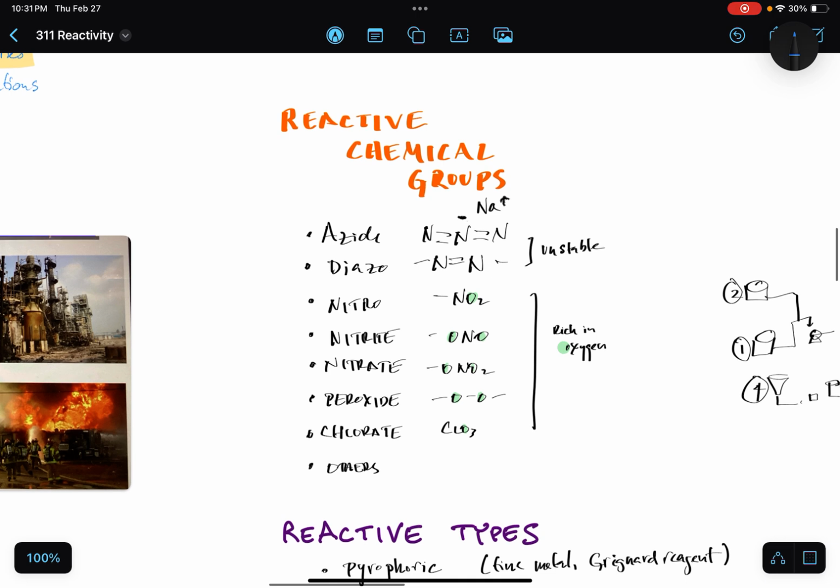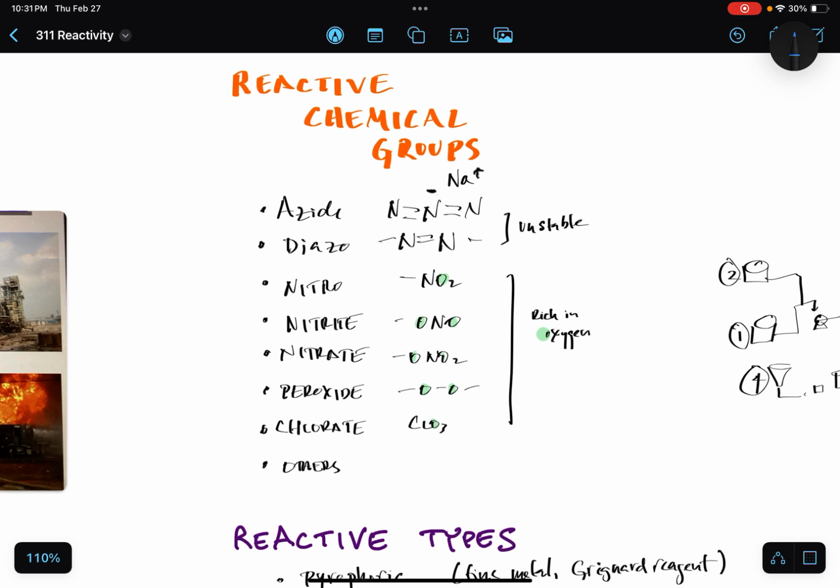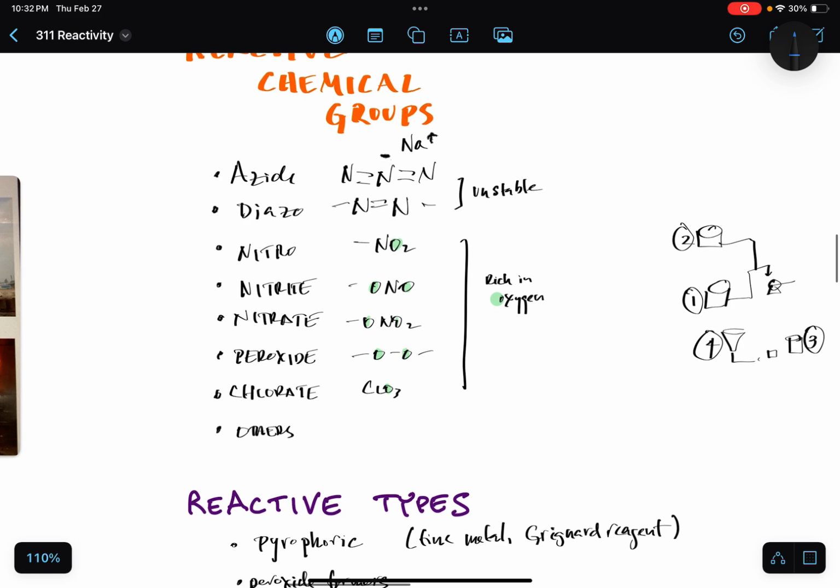So reactive chemical groups include azides, sodium azide. Those azide chemicals are very sensitive, and they're used in primers and small arms ammunition, as well as some of the diazo compounds. Of course, nitro compounds are used in smokeless powder, that make it so that the oxidizer is tagged right along with the fuel, the carbon. And then there's others like peroxides and chlorates that are also rich in oxygen and can be reactive.